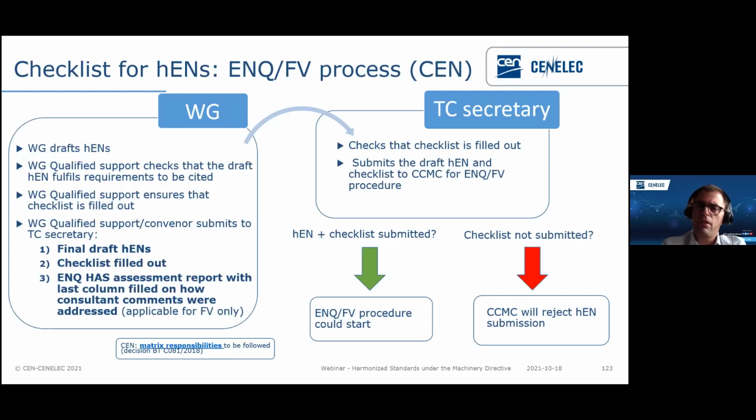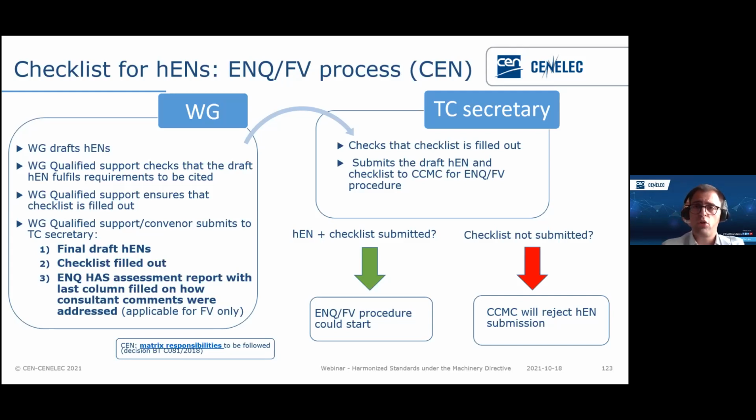If the TC secretary receives the documents from the working group that do not include the checklist, the TC secretary needs to bounce back the document, so the working group can fill the checklist, improve the draft standard if needed, and then resubmit to the TC secretary. And again, maybe I didn't explain, the working group qualified support is provided by the member holding the secretariat of the working group.